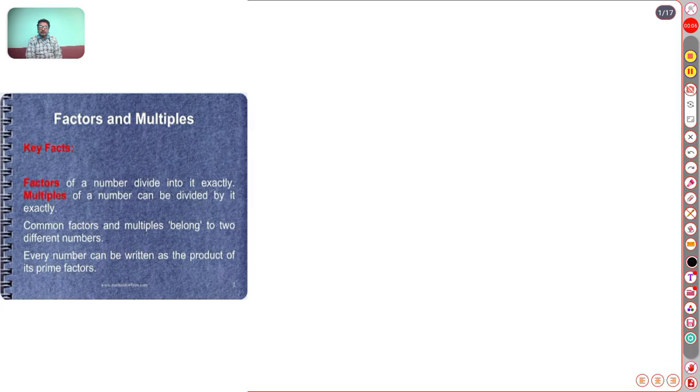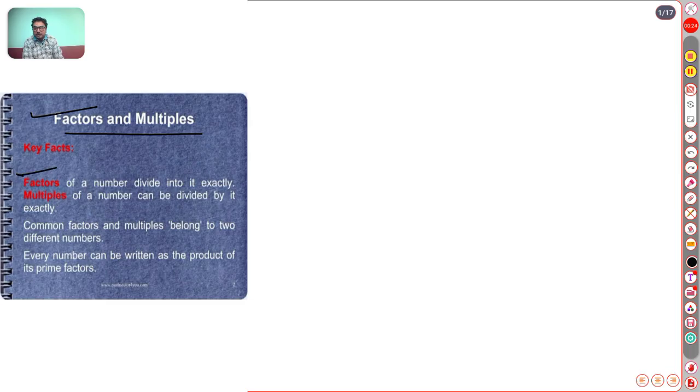Today we learn about the class 5 standard 1 chapter, factors and multiples. So let's start. First, start with the definition. What are factors and multiples?